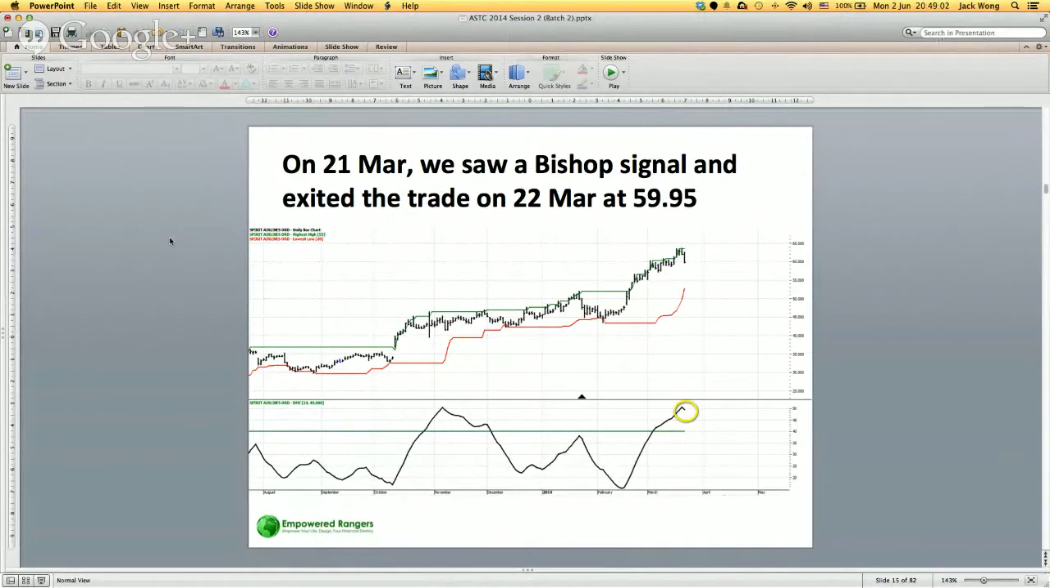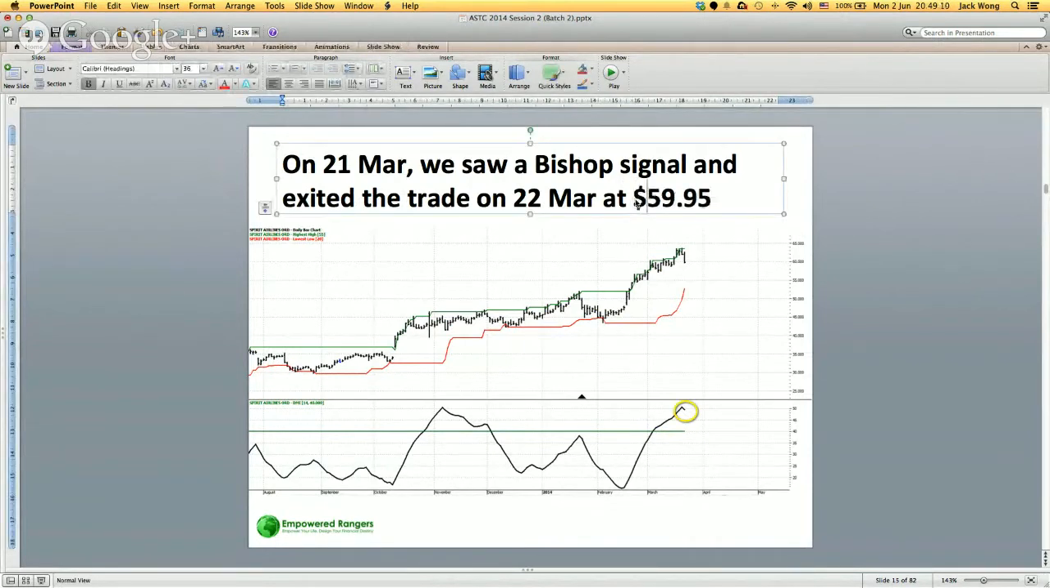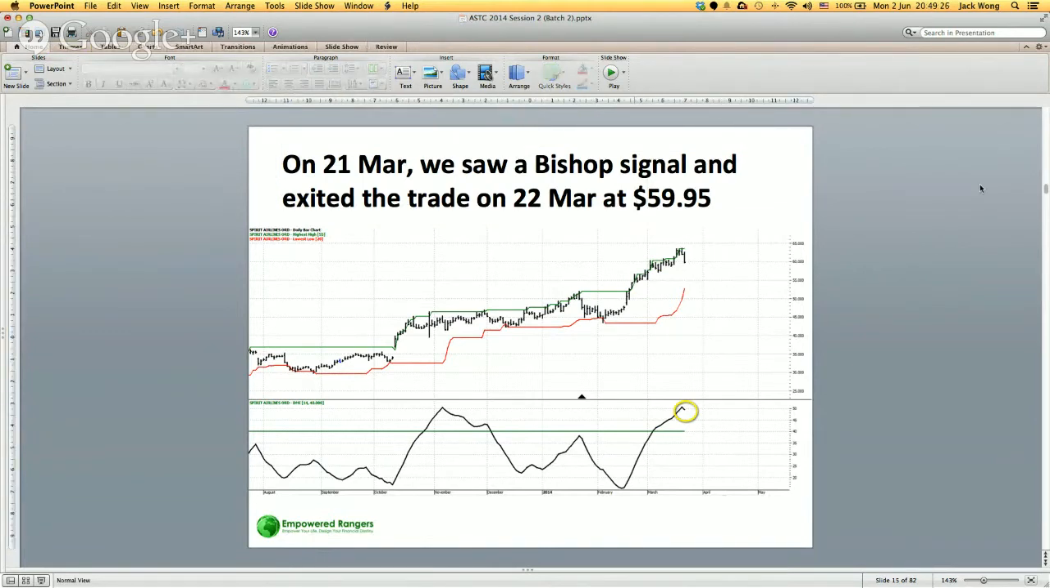Now, we exited the trade on the next day. I used 59.95 as a benchmark. Of course, you may ask, will it be accurate? Obviously, for my account, I'm using options. If I were to show you this using a back test mode, I must say that I didn't do this trade using a long stock position. For options, there will be a little bit of difference. But in any case, we exit the trade as soon as we see a B-shop signal. So that's for the long stock.